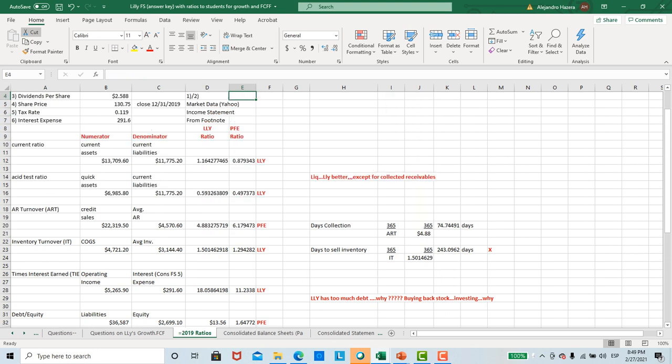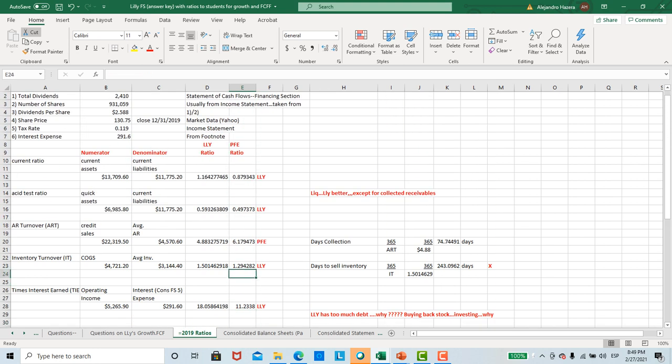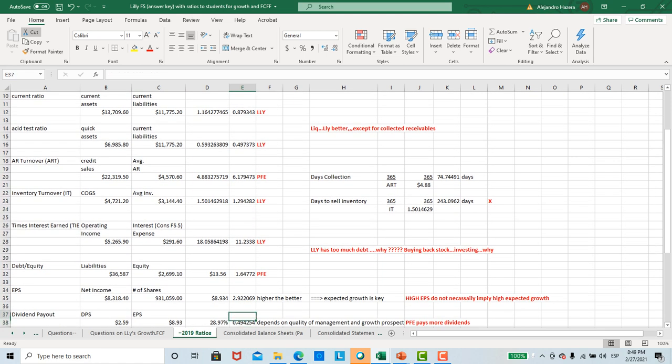Overall, I think Pfizer's doing better because of the vaccine and the brand name they're building. Lilly has the monoclonal antibody, but just going back over this, Lilly wins here except for Pfizer, which collects its receivables better. This is the red flag right here. If I could draw a red flag, I would. I'm sure there's a way to do it. This is the red flag right here.